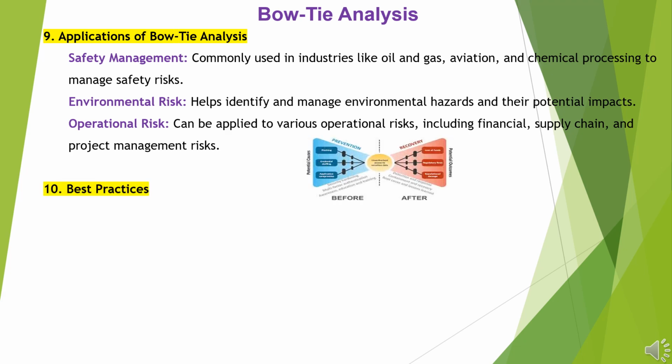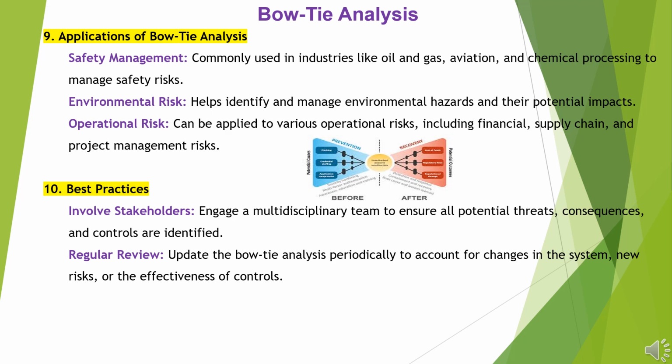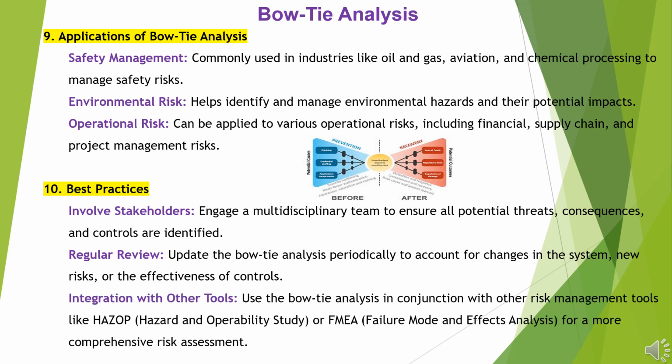10. Best practices. Involve stakeholders: engage a multidisciplinary team to ensure all potential threats, consequences, and controls are identified. Regular review: update the BowTie analysis periodically to account for changes in the system, new risks, or the effectiveness of controls. Integration with other tools: use the BowTie analysis in conjunction with other risk management tools like HAZOP, Hazard and Operability Study, or FMEA, Failure Mode and Effects Analysis, for a more comprehensive risk assessment.